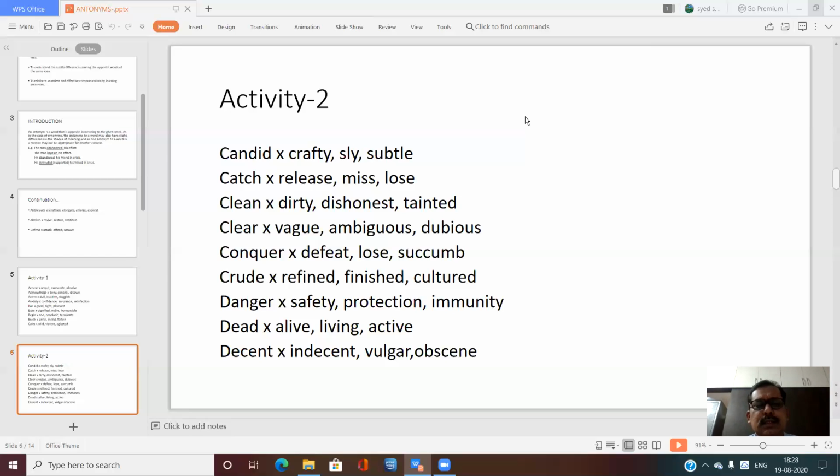Next, danger. Opposite words: safety, protection, immunity. Next, dead. Opposite words: alive, living, active. Decent, opposite words: indecent, vulgar, obscene.